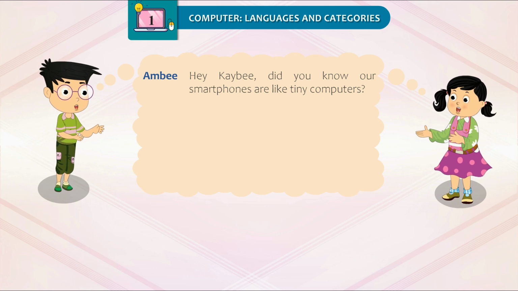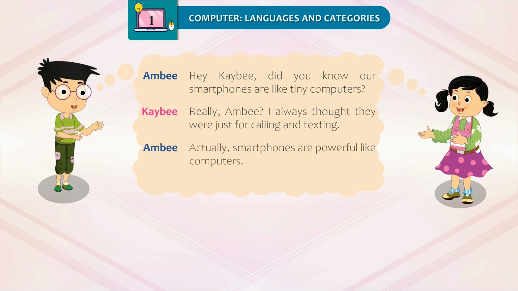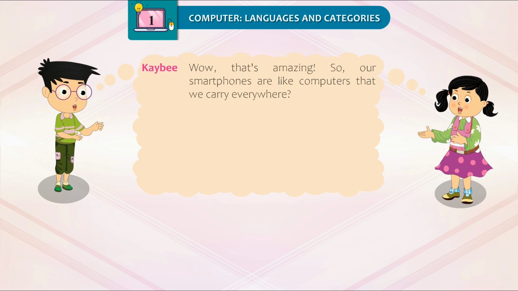Ambi: Hey KB, did you know our smartphones are like tiny computers? KB: Really, Ambi? I always thought they were just for calling and texting. Ambi: Actually, smartphones are powerful like computers. KB: Wow, that's amazing. So our smartphones are like computers that we carry everywhere?